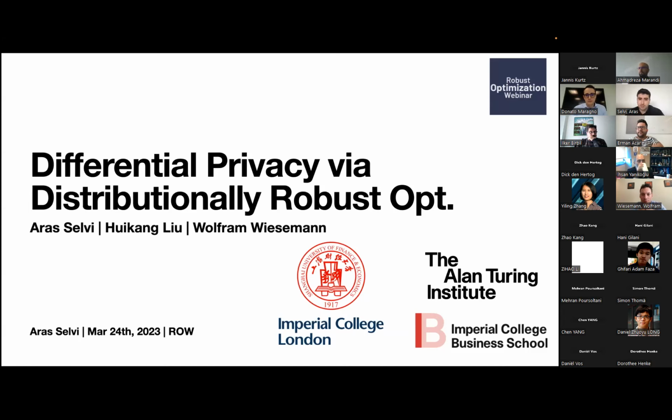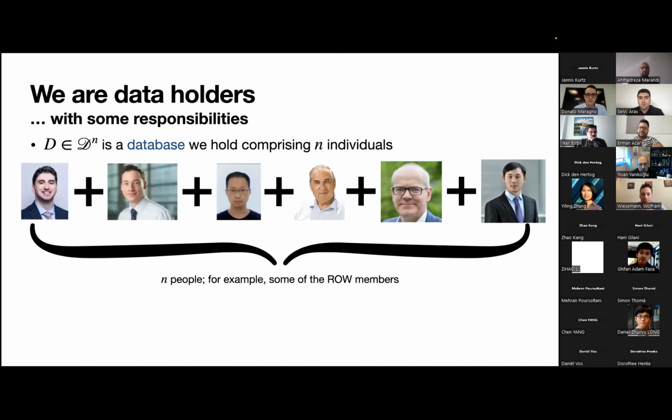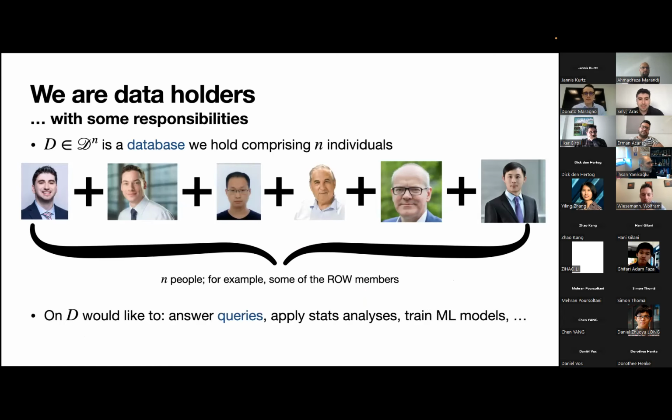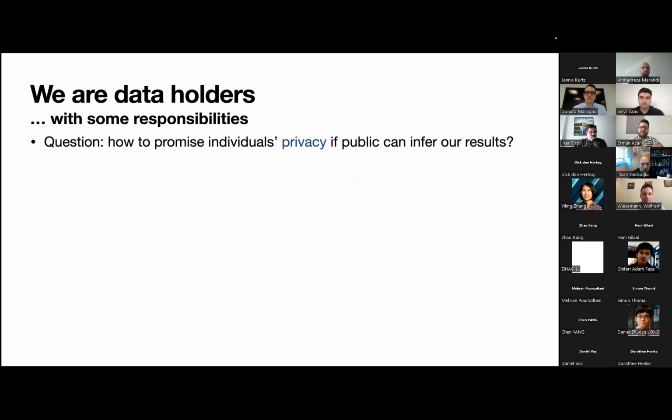And this is joint work with my supervisor, Wolfram, and our collaborator, Hui Kang, from Shanghai University of Finance and Economics. So in this setting, we are data holders. We have a database which has n individuals. For example, it can be the members of the robust optimization webinars. And as data holders, we typically would like to use this data to answer some queries, apply some statistical analysis, or train some machine learning models. But this power comes with some responsibility. The question is how can we ensure people's privacy while still using these data sets?